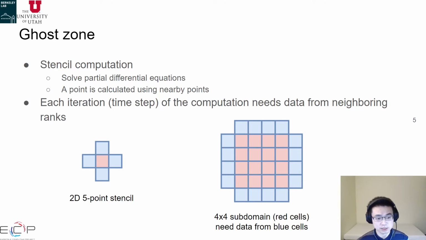And if we apply the stencil to a 4x4 subdomain, which is shown to the right, then for each iteration of this computation, it will be needing values from the blue cells, which are not part of the subdomain. In fact, the values of these blue cells will come from neighboring subdomains, and these blue cells will form the ghost of this subdomain, and the process of exchanging data from neighboring subdomains to these blue cells is the ghost exchange.